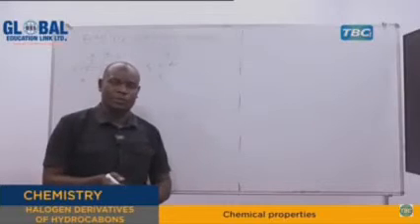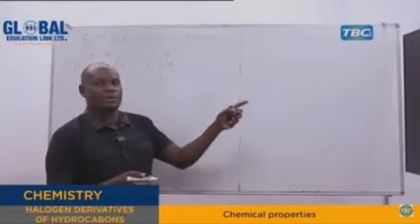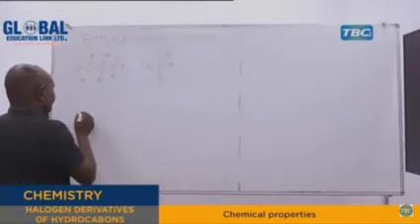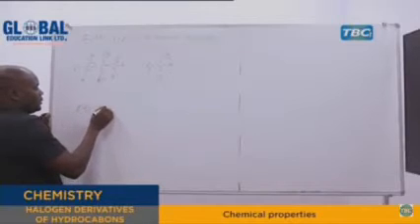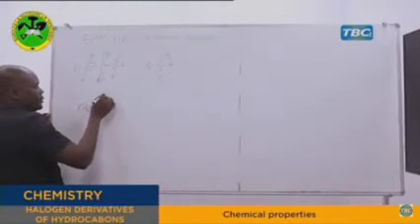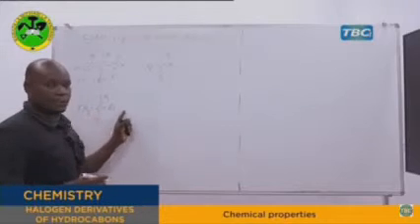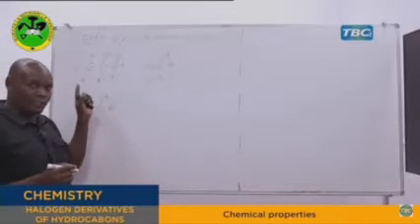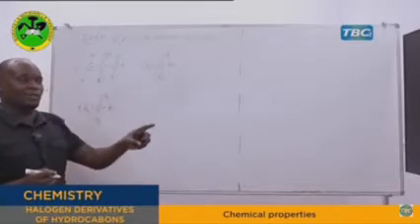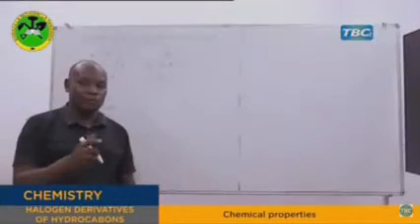So we have been told that it reacts with the alkalis. Alkalis can be either sodium hydroxide or potassium hydroxide. So let us consider using potassium hydroxide. So CH3, bromine, CH3, and CH3. And we see that this is a tertiary haloalkane.